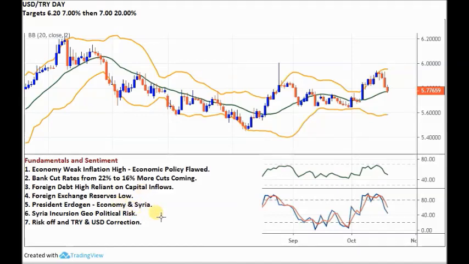Also, his incursion into Syria. That's making investors nervous as well. It's geopolitical risk, and you've probably seen it in the media. Obviously, Turkey is trying to do the safe zone in Syria. There was supposed to be a ceasefire at the weekend.